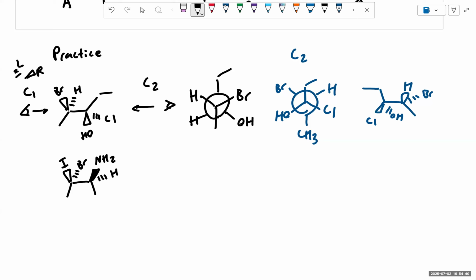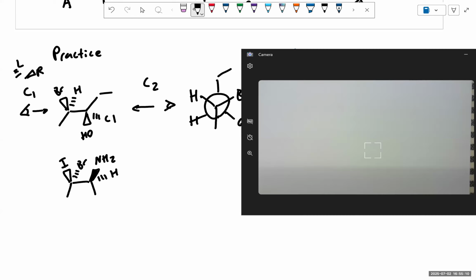So the first thing that we're going to do is get out your model kit, and you're going to make a model of this structure. I'm assembling a model of this structure right now. So let's talk a little bit about how we check to make sure that the model that we made is actually correct. So in this case, let's break out the camera.